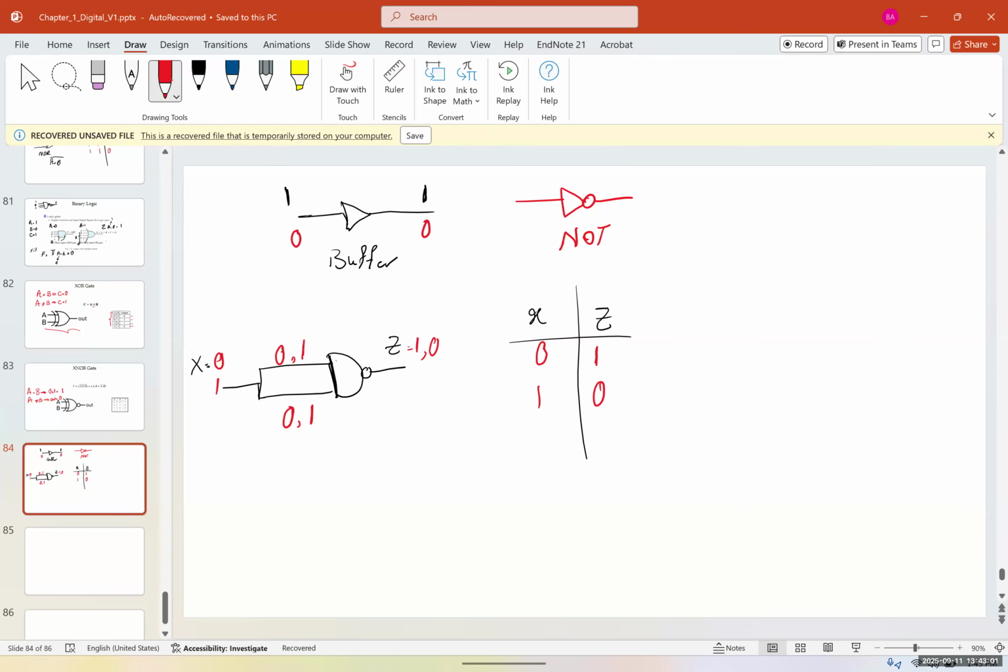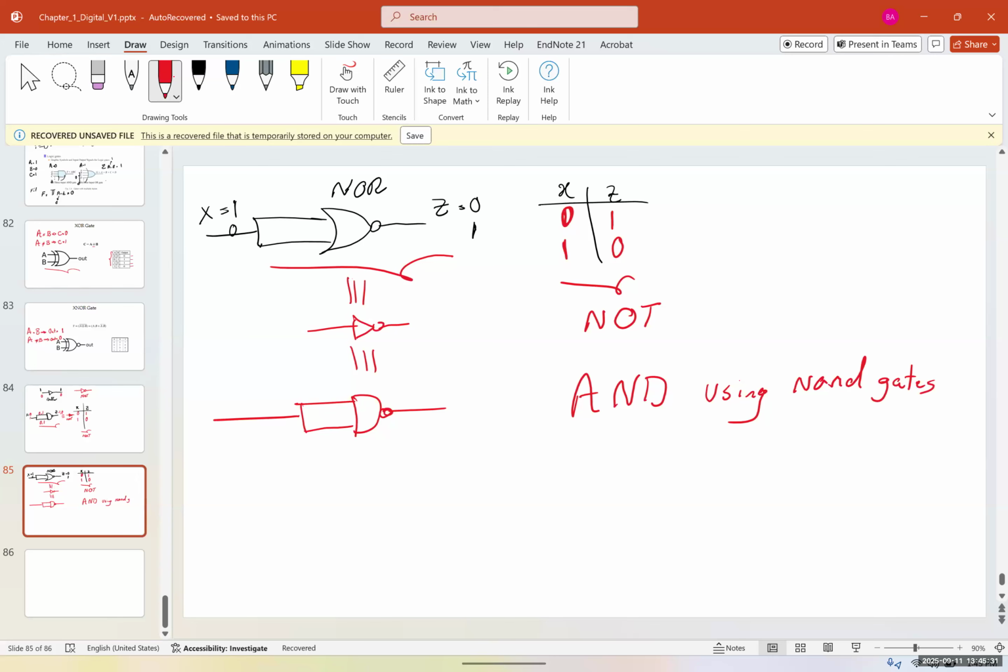Now, what I want you to do is build an AND gate by just using NAND gates. So build an AND gate just using NAND gates.